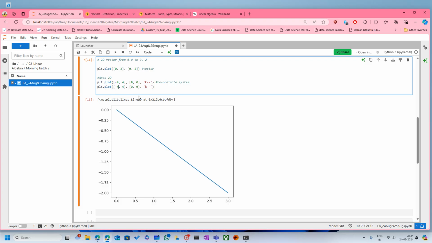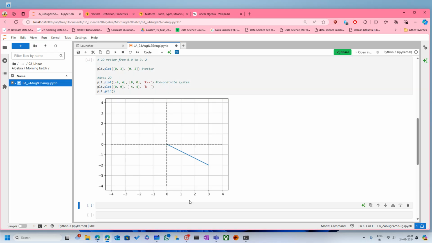Okay, now it has to start again from 0 comma 0, and again it has to go from -4 comma 4. Okay, that is also this thing. Again plt dot grid. If I plot this, you see what happened.